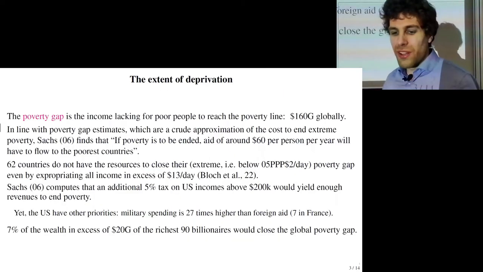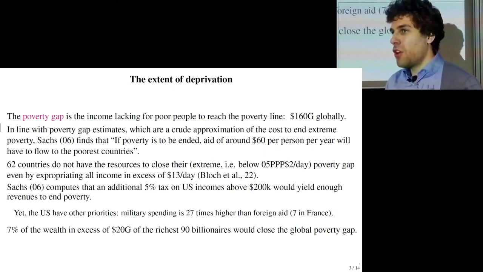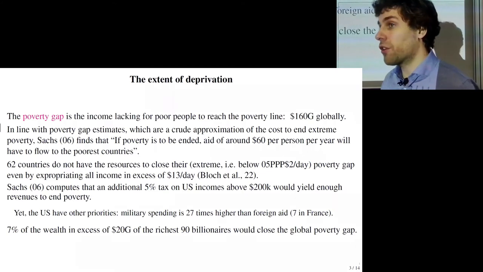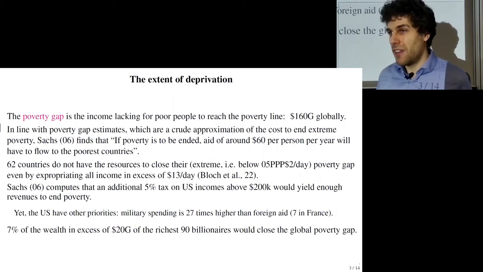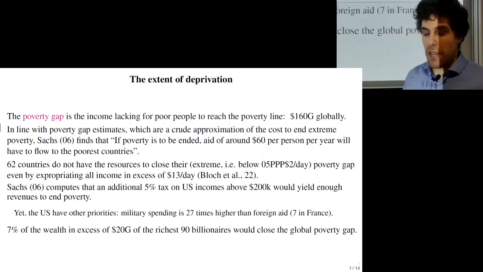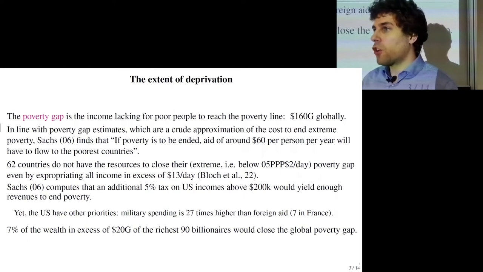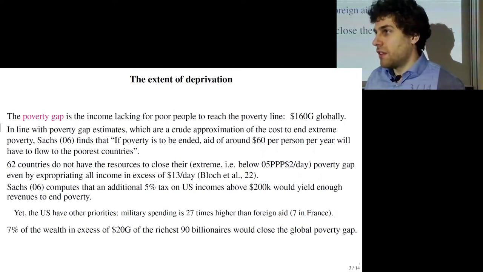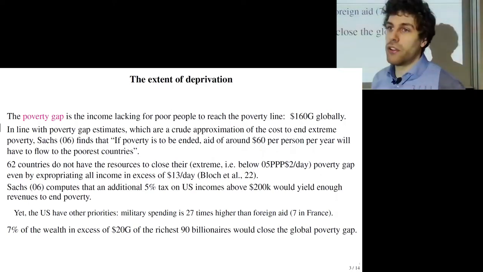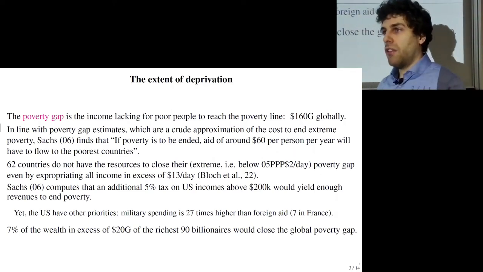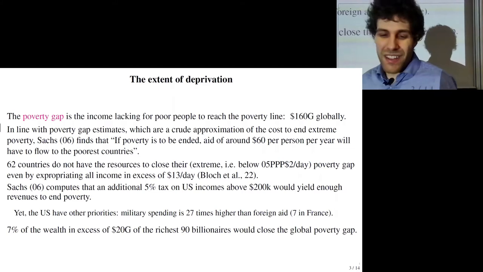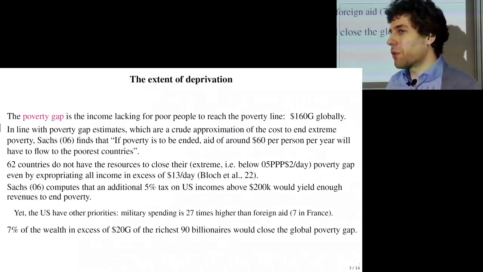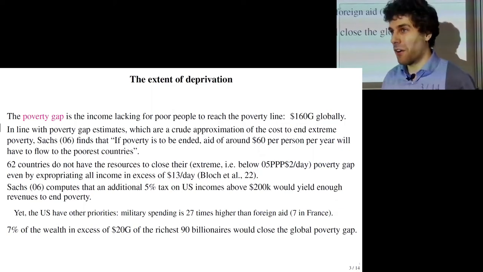We can also compare this to the GDP of Switzerland, which is $750 billion. So if Swiss people were ready to reduce their income by 20%, it would be enough to close the global poverty gap. The global GDP is $100 trillion. So this number, $160 billion, is 0.3% of the GDP of OECD countries alone. Another statistic is that it corresponds to the profit of Microsoft, Apple, and Google in a year.